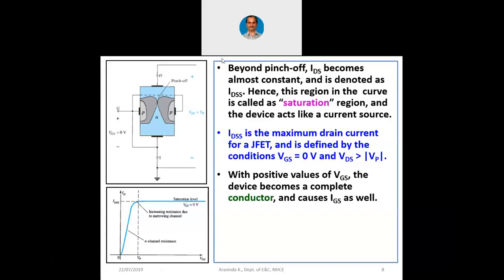With positive values of VGS, the device becomes a complete conductor and causes IGS as well. But we don't want this. As I told you, if at all we give a gate to source voltage which is positive, the PN diode will conduct. If the PN diode conducts, then there is a gate to source current there. But we don't want it to happen. Why? Because the diode will short circuit.